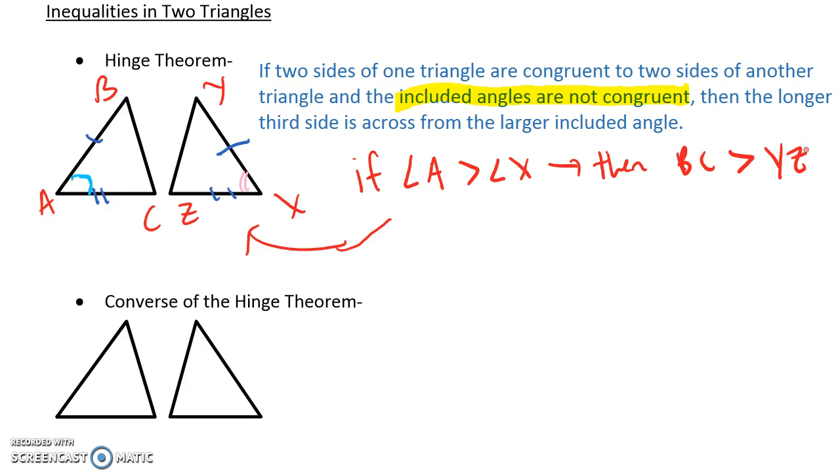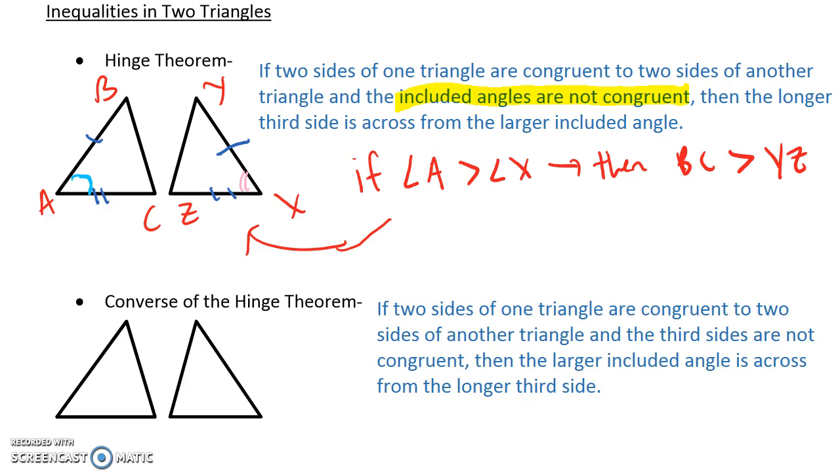Alright? Now the second theorem is the converse. So the converse is basically just the reverse. So let's write that down first and then we'll look at the diagrams. So the converse says if two sides of one triangle are congruent to two sides of another triangle. So notice how that repeats. That has to stay the same. But this time the third sides are not congruent. Then the larger included angle is across from the longer third side. So once again, it's the included angle.